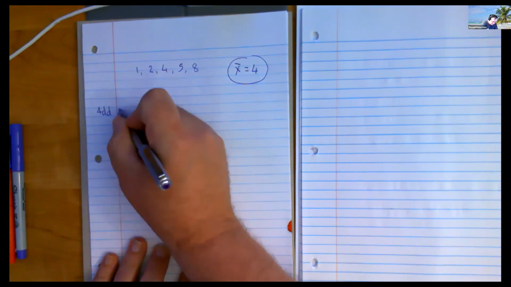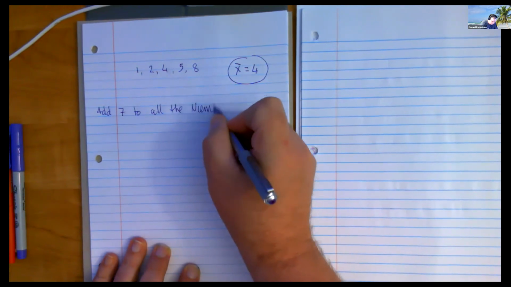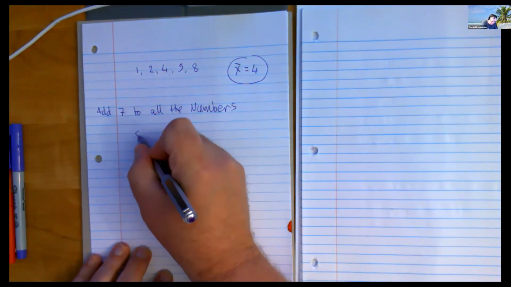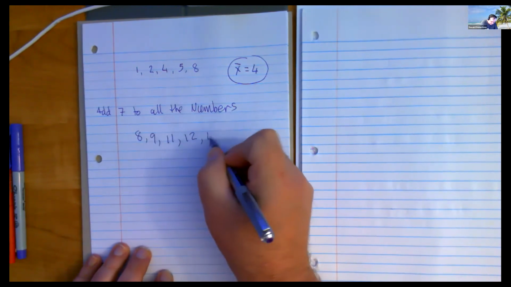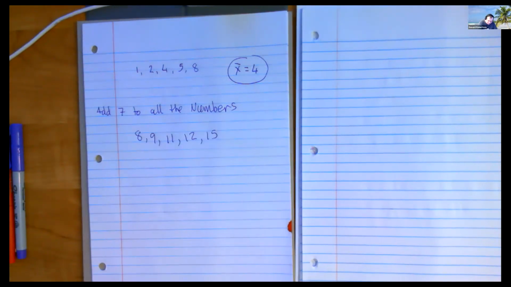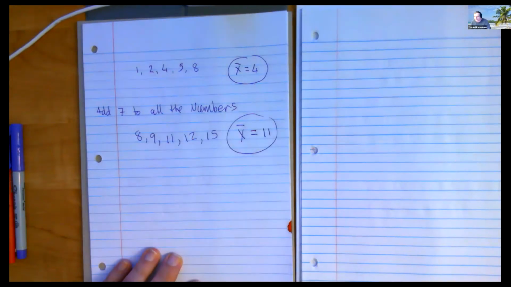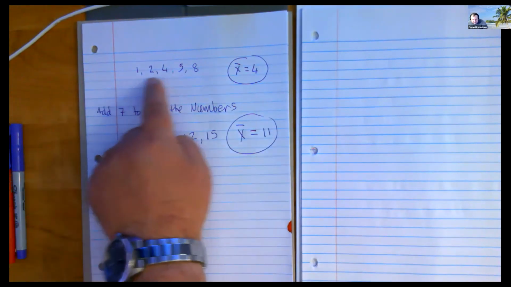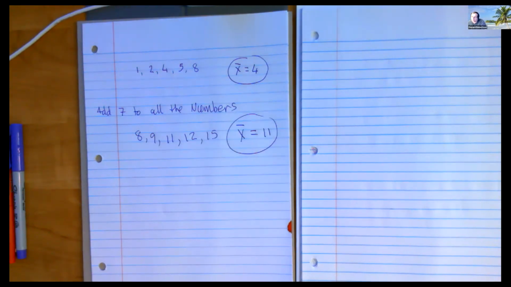Suppose I add 7 to all the numbers. So instead of that being 1, it's now 8. And that guy is 9. And that guy's 11. And that guy's 12. And that guy's 15, right? That's what I've done. If I calculated the mean of that, I know what the answer is. And I didn't do it in my head. I used a logical argument for why the mean would be 11. If you add 7 to everybody, does it make sense that the mean would also increase by that same amount, 7?